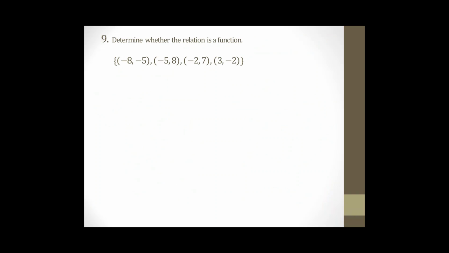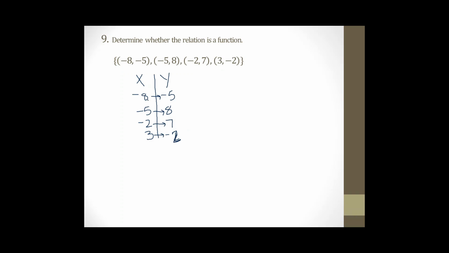Determine whether the relation is a function. So we've got a set of points here. Let's list them. Our x values are negative 8, negative 5, negative 2, and 3. And our y values are negative 5, 8, 7, and negative 2. So let's look at how they connect. Negative 8 goes to negative 5. Negative 5, y is 8. Negative 2's y is 7. And 3's y is negative 2.